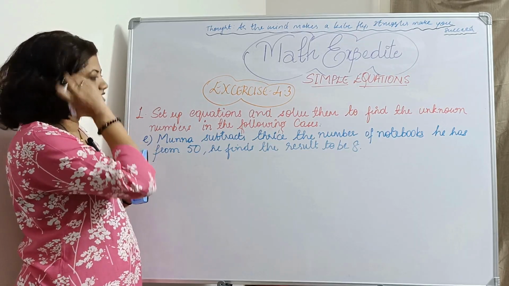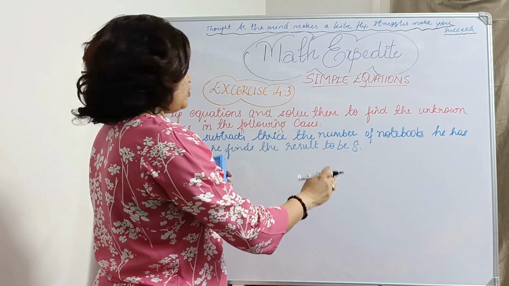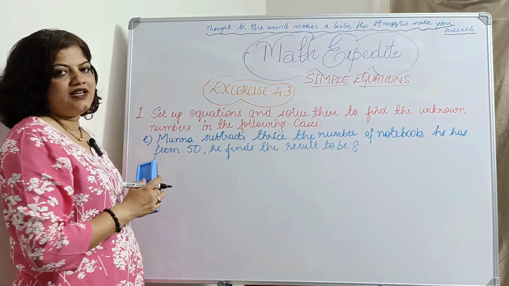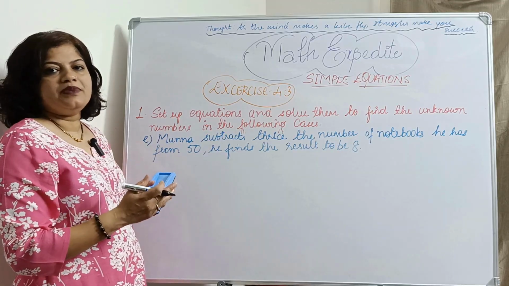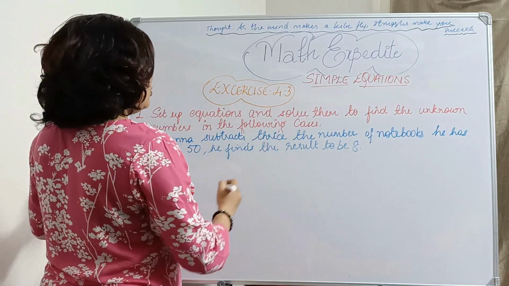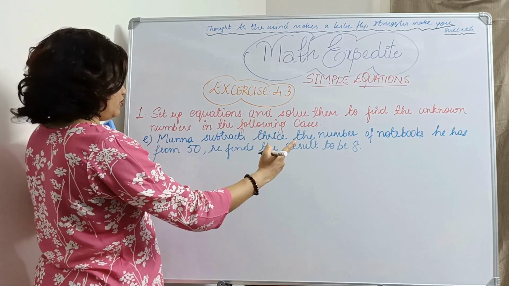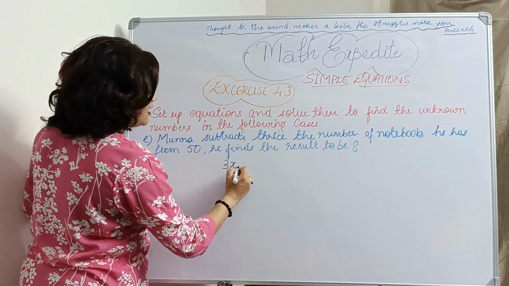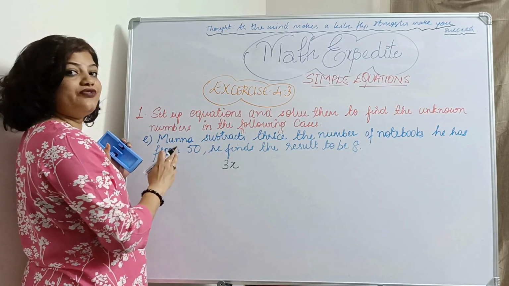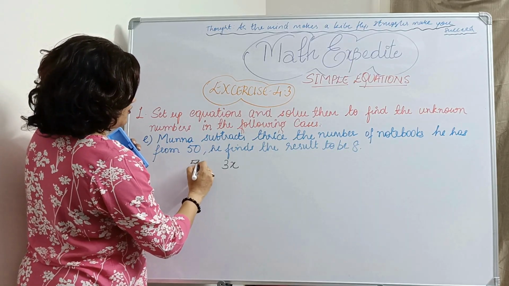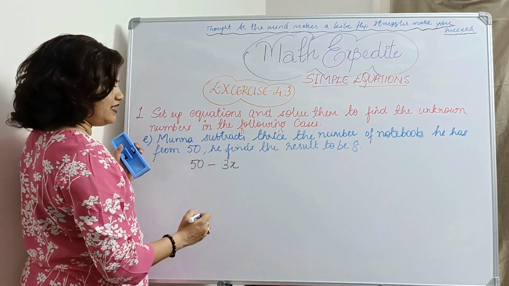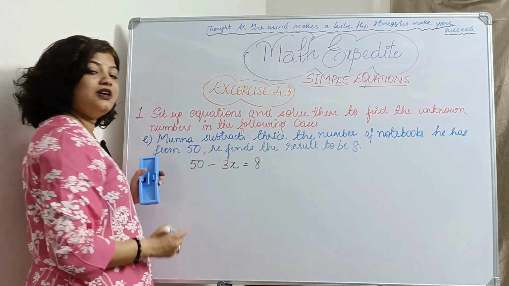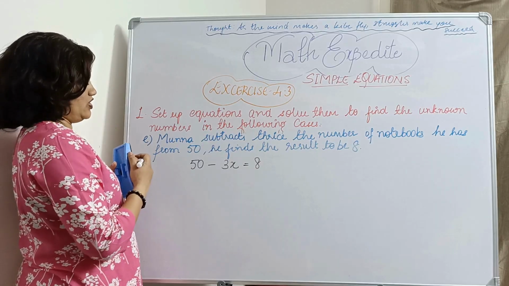Next one, Munna subtracts thrice the number of notebooks he has from 50. He finds the result to be 8. Okay, let that unknown number be x. So, thrice the number of notebooks he has would be 3x. They are asking us to subtract from 50. 50 minus 3x, and he finds the result to be 8. So, this is the equation.